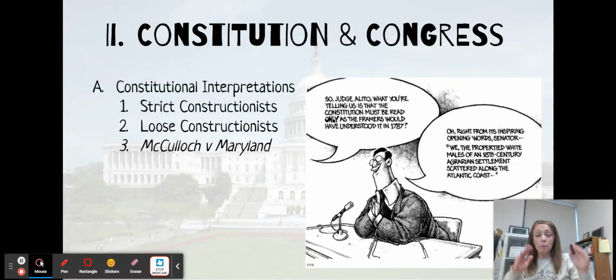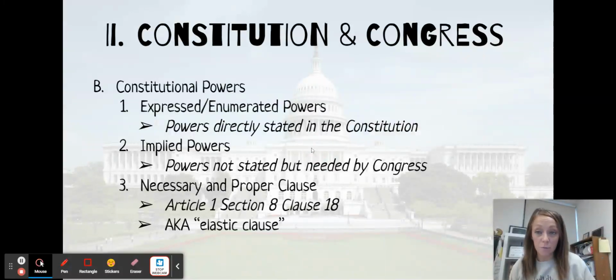Okay, so I want you to pause for a second and think, is the McCulloch v. Maryland landmark case an example of a strict constructionist perspective or a loose constructionist? And then restart and jump back to your notes.